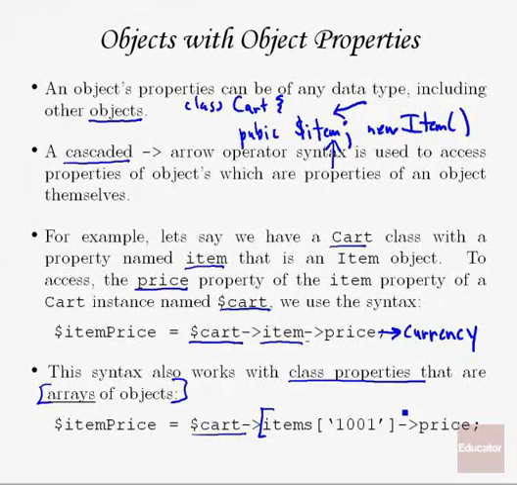So this is going to return an item object, and then because it's an object, we can use the arrow operator on it to get the price of it. And so this is going to say, give me the price of this item object. So this basically is saying, get me the price of item 1001 that's in this particular cart instance. And this would be assuming that it has an item 1001 and so forth. But that just demonstrates how you can also access object properties that are arrays of objects.